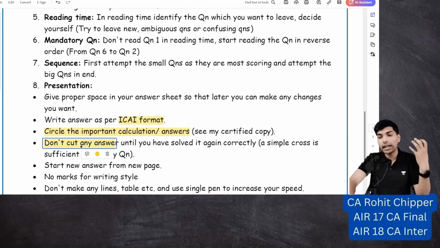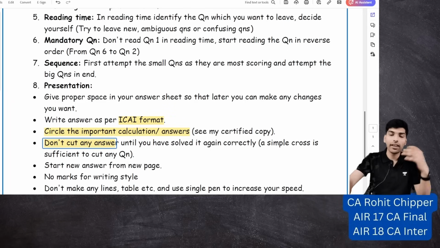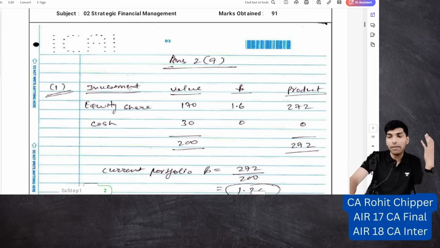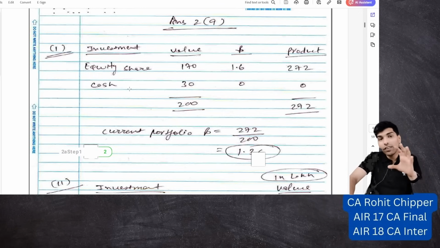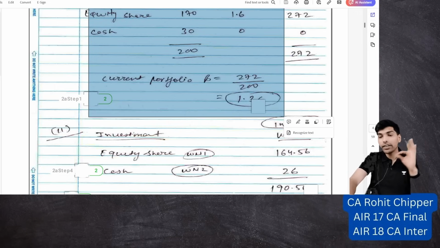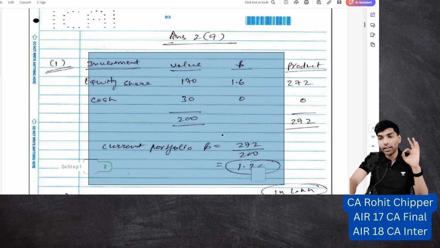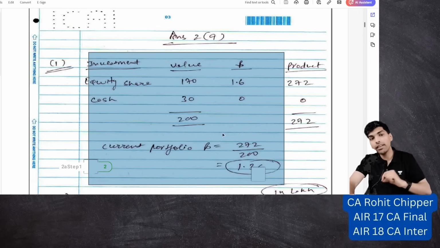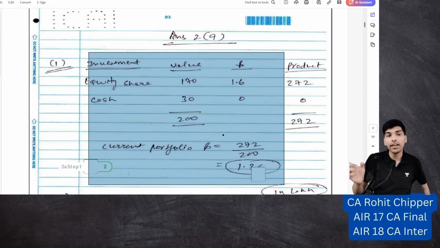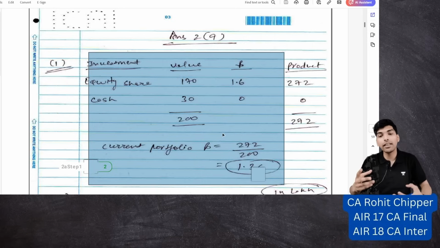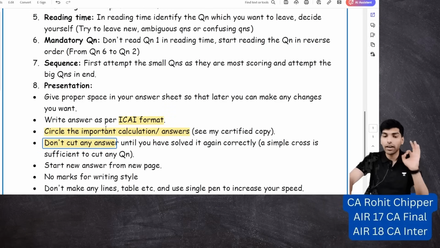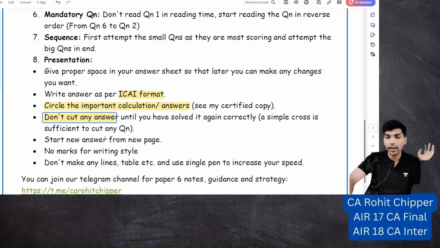Next is don't cut any answer until you have solved it again. So let's say while doing any question, I have made a mistake. Then if I have to reattempt the entire question, I will not just cancel this question. I will first attempt the question and if it is completed, then only I will come and cancel this. Because let's say I have cancelled this first, but I haven't got time to reattempt it. In that case, I will lose the marks that I may have received in this wrong question as well. So don't cut the answer until you have solved it again.